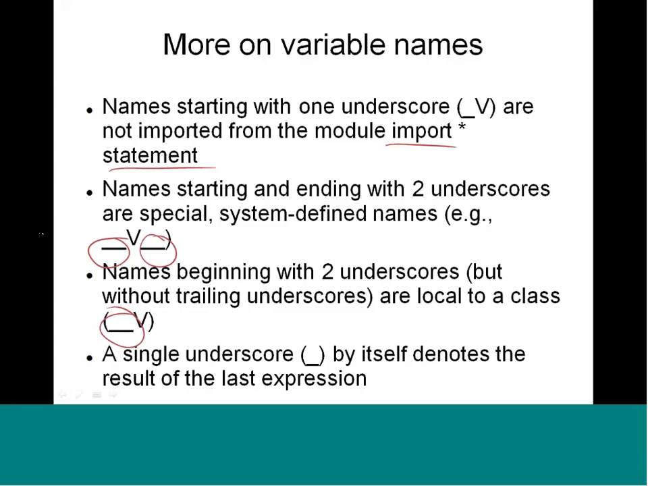A single underscore by itself denotes the result of the last expression. This is again useful when we talk about functions, because one of the things that gets returned is underscore if you don't specify a specific return statement. This is something that we saw in Tickle basically, so those are the concepts that are still continuing in Python.